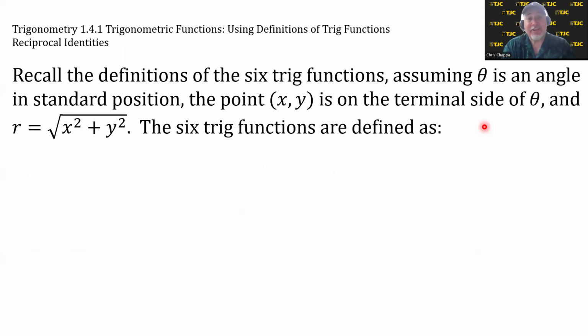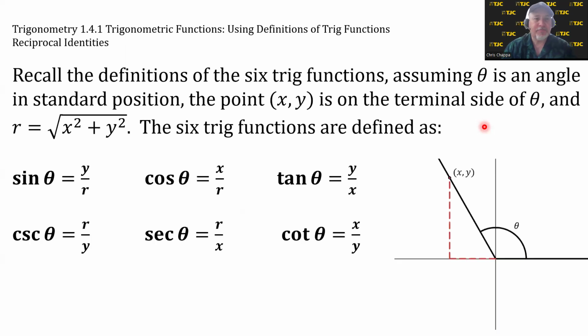Assuming theta is an angle in standard position, the point x comma y is on the terminal side of theta, and r equals the square root of x squared plus y squared, which calculates the distance from the origin to the point x comma y. The 6 trig functions are defined as follows. Sine of theta equals y over r, cosine of theta equals x over r, tangent of theta equals y over x, cosecant of theta is r over y, the reciprocal of sine, secant of theta is equal to r over x, the reciprocal of cosine, and cotangent of theta is equal to x over y, the reciprocal of tangent.